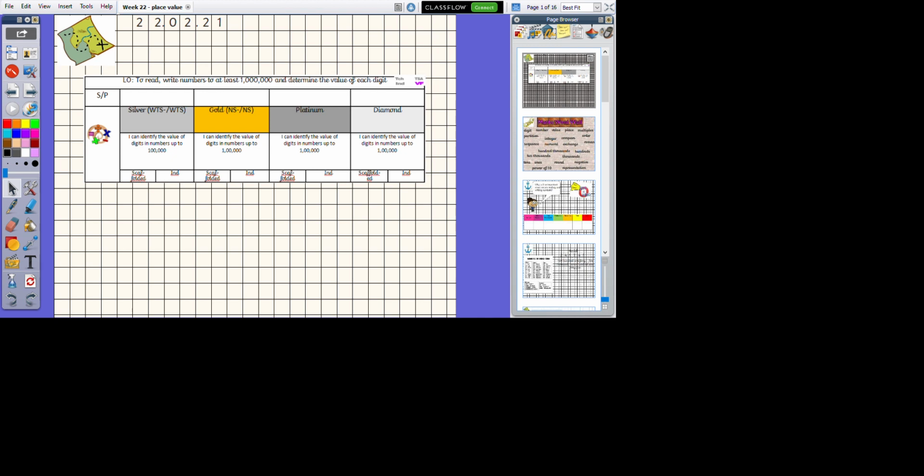So today we are going to be reading and writing numbers to at least 1,000,000 and determine the value of each digit. So if you are silver, you are going to be identifying the value of digits up to 100,000. Then to gold, to diamond, you'll be identifying the value of digits and numbers up to 1,000,000. Okay, so before we start, let's have a look at our anchor.